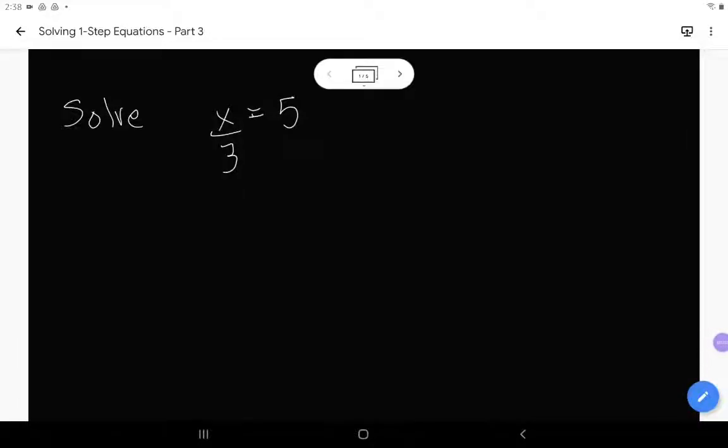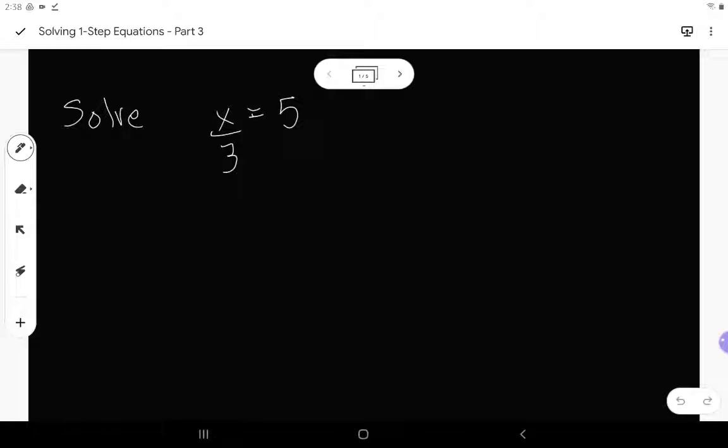All right, so this is the last set of one-step equations that we're going to solve in grade 8. And with this one, it is where our variable is being divided by a number. So this one says x divided by 3 ends up being equal to 5. So what I need to do now is the opposite of dividing x into 3 pieces.